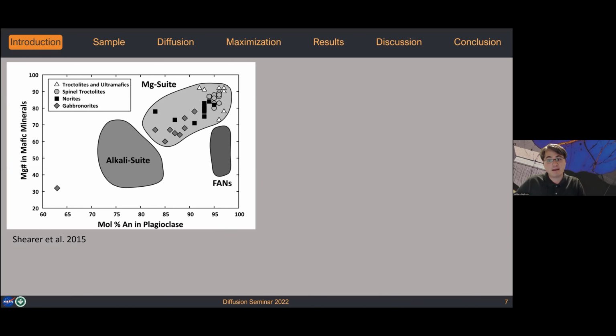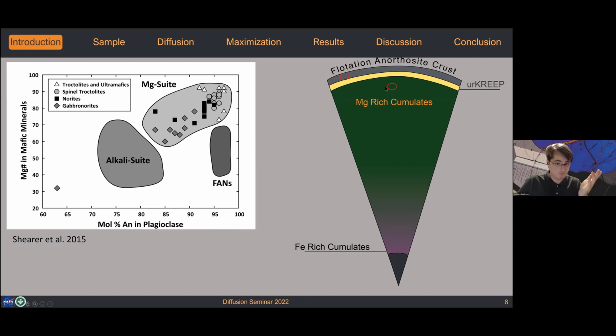As it has some of the most magnesium-rich mafic minerals and most anorthitic plagioclase, this can tell us something about the geochemical reservoirs that must have been involved in its formation. It would probably involve these magnesium-rich cumulates, which would have been the first to crystallize, but would need to be accessible somehow. And it would need to be emplaced as plutonic rocks in the flotation anorthosite crust, involving both reservoirs.